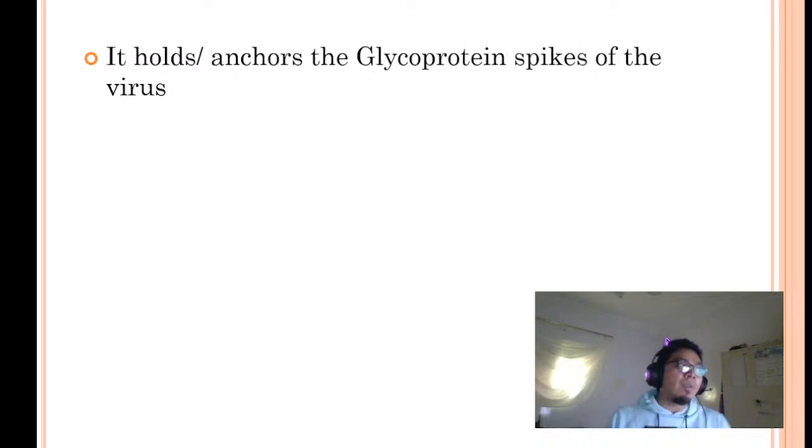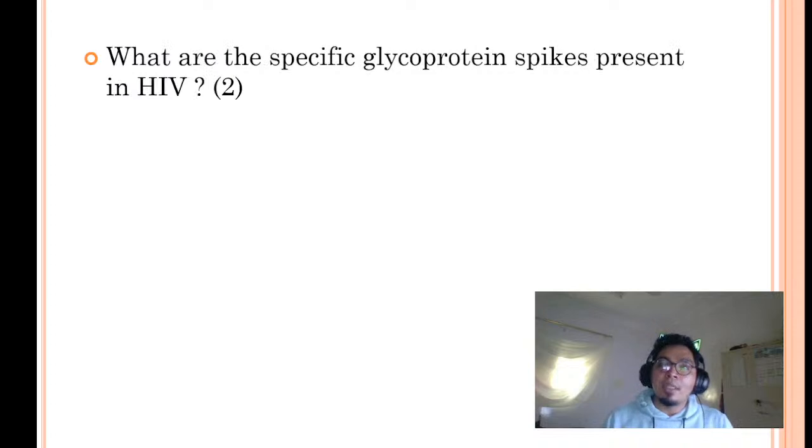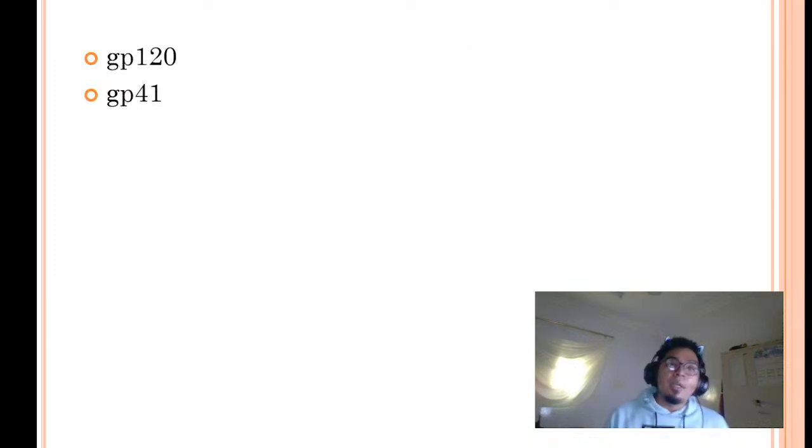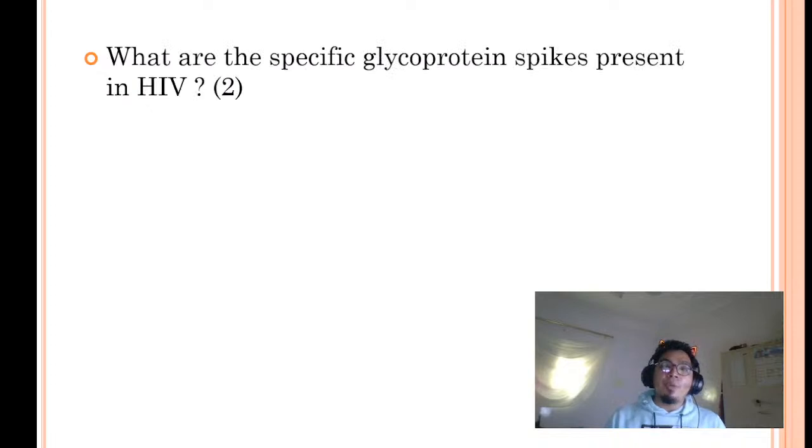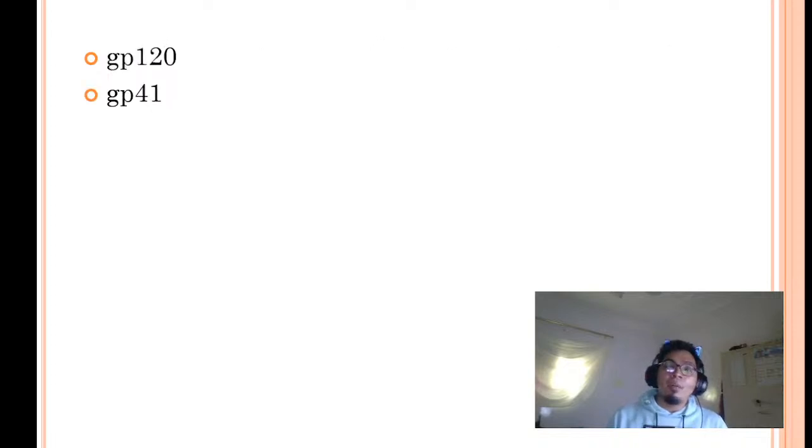Again, we're going to go back to the realms of glycoprotein. There are two specific glycoproteins that you need to remember. This is important. Please put a mark on this one because this will be asked in an exam. What are the glycoprotein spikes that you need to remember? GP41 and GP120.